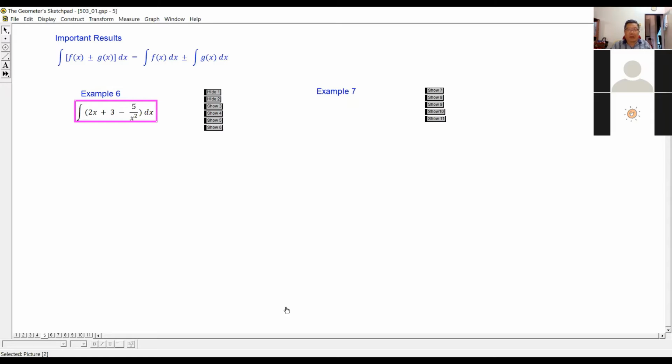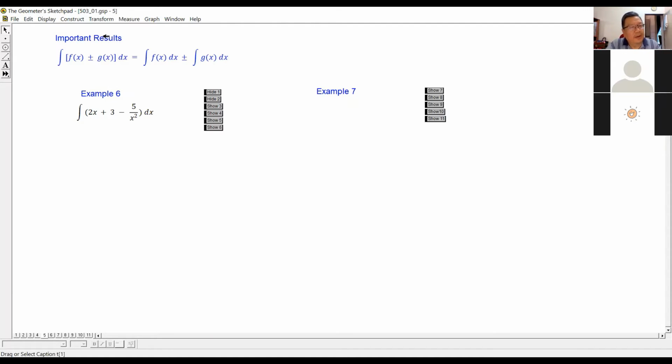Okay, so now it is not a single term. How many terms are there in this question? 2x plus 3 minus 5 over x squared. Integrate them with respect to x. So altogether we have, in this function, 3 terms. And we are going to integrate this function with 3 terms.